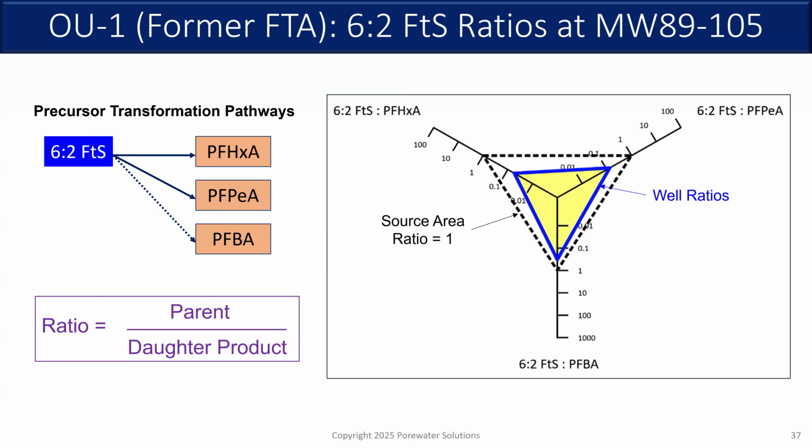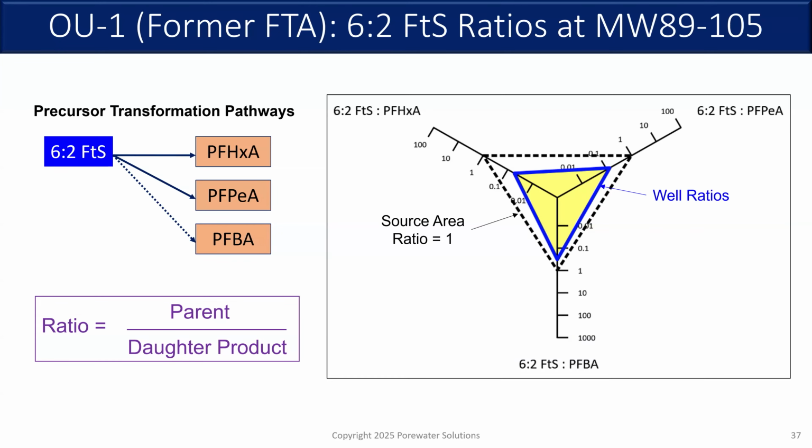This journal paper that we had published had a detailed explanation looking at these ratios and how they change between the source area and an area at the former fire training area where oxygen was injected about 10 or 15 years ago. That was for a hydrocarbon remedy. That's what we do with hydrocarbons: we inject oxygen to enhance aerobic bioremediation of the hydrocarbons. But 6:2 FTS and a lot of other precursors typically degrade only under aerobic conditions, or at least most quickly under aerobic conditions. Very few actually biodegrade under anaerobic conditions.